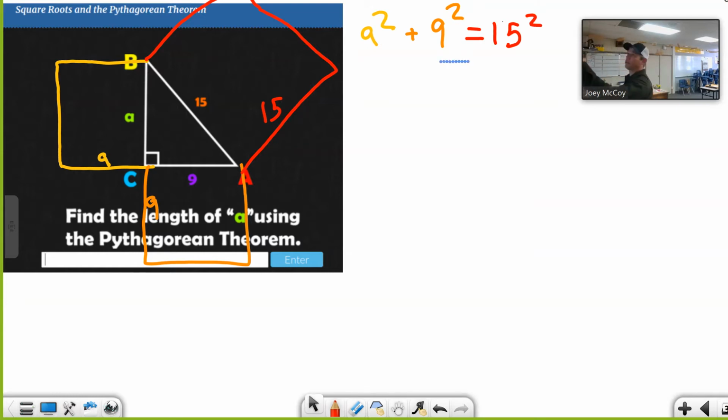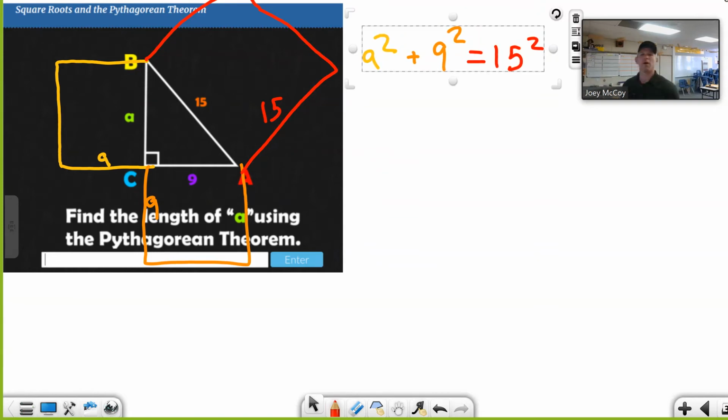Okay, hopefully you can see that okay. Bring that down a little bit. Now, this is the Pythagorean theorem. The small square, a, plus the medium square, which is the b, will equal the area of the large square.